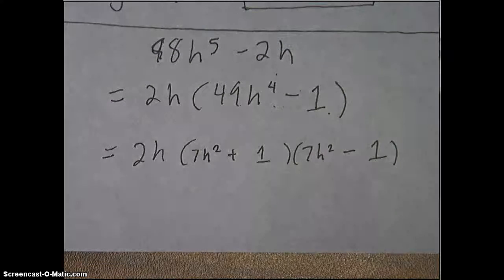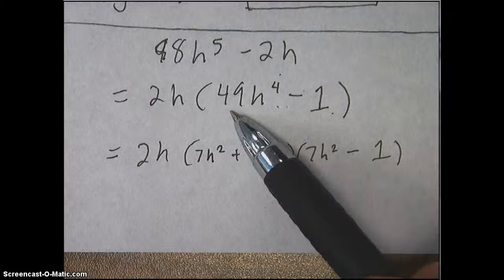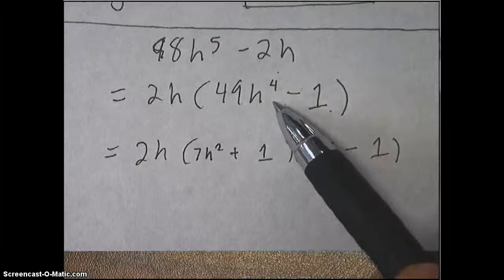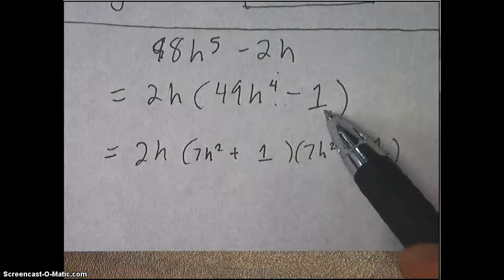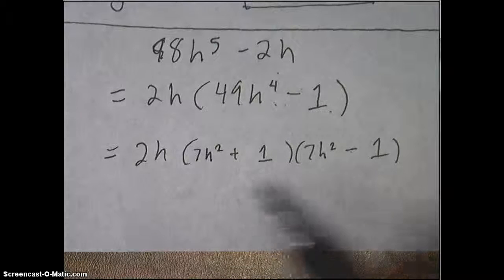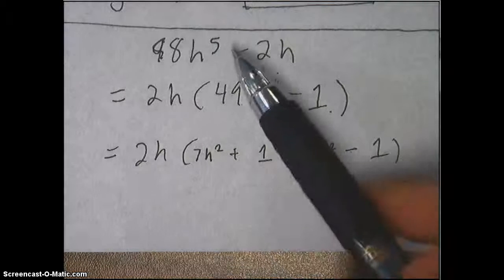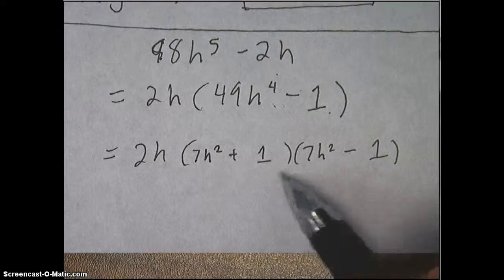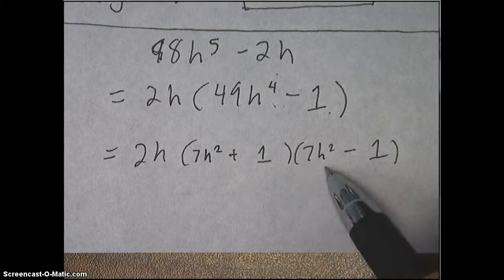Now I knew that was the difference of two squares because that's a perfect square, that's 7 times 7. That's a perfect square, that's h squared times h squared. And that's a perfect square, that's just 1 times 1. So the fully factored form of this fifth degree polynomial is 2h times h squared plus 1 times 7h squared minus 1. That's it.